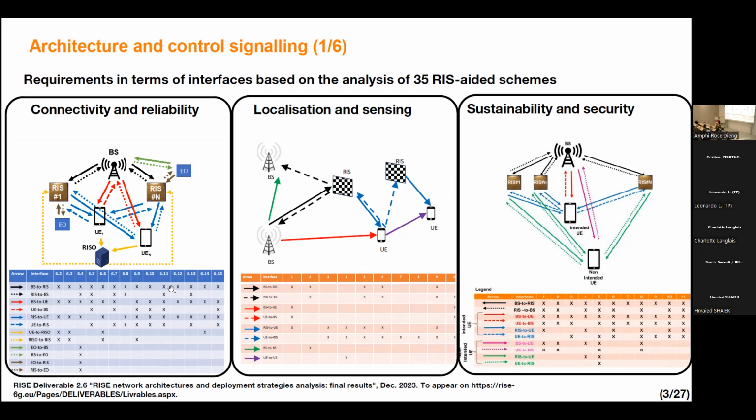And one thing that is appearing very clearly, some node is very, very frequently involved in this control signaling. It's the base station. Why? Because most schemes propose to tightly optimize the way the base station transmits and receives and the way the propagation environment is tuned. And it's obvious, right? You are not going to tune the environment without knowing how the base station and the UE are going to use it, right? So it makes sense.